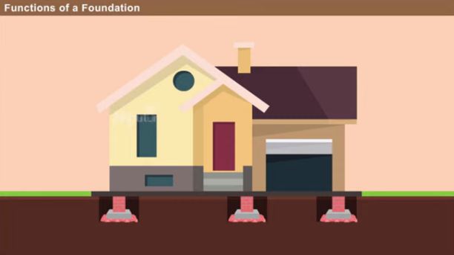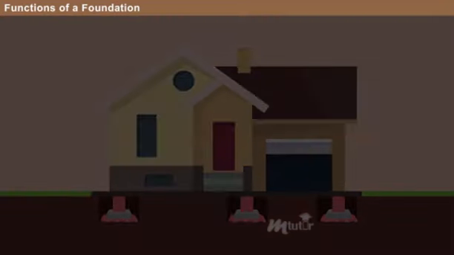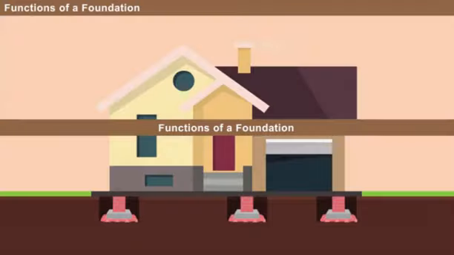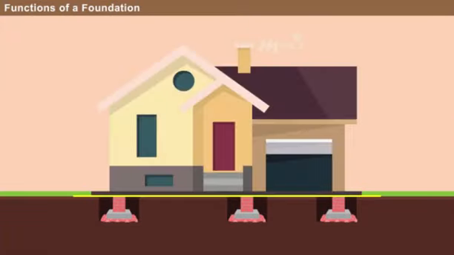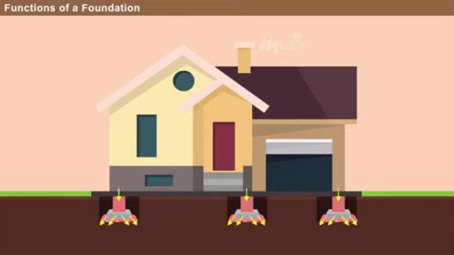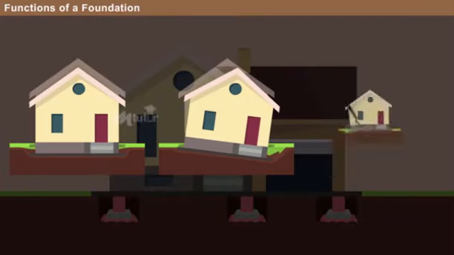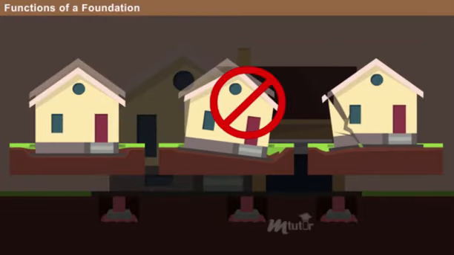Functions of a foundation. Foundation is the lower portion of any building located below the ground level, supporting the whole structure. Now, let's learn about the functions of a foundation. Foundation gives a leveled and hard surface to construct the building. It receives and transmits the loads from the building to the underlying soil and keeps the structure safe. The loads are distributed evenly, preventing an unequal settlement of the building.